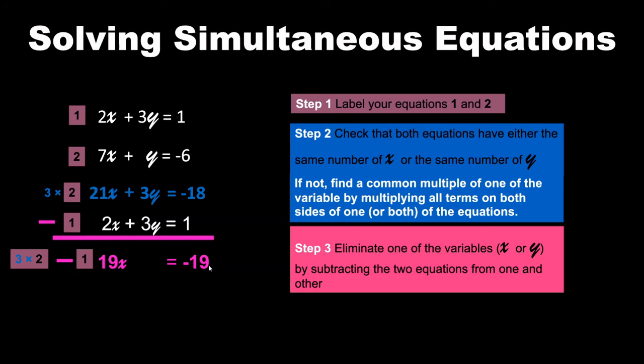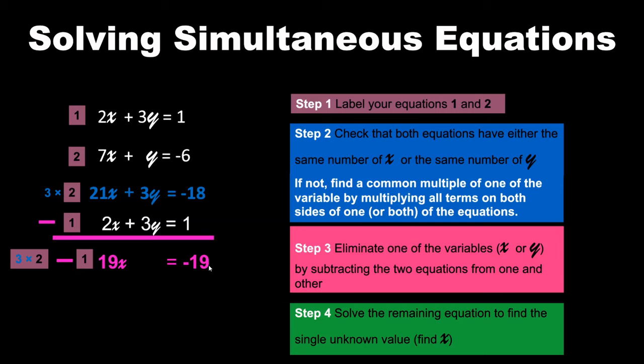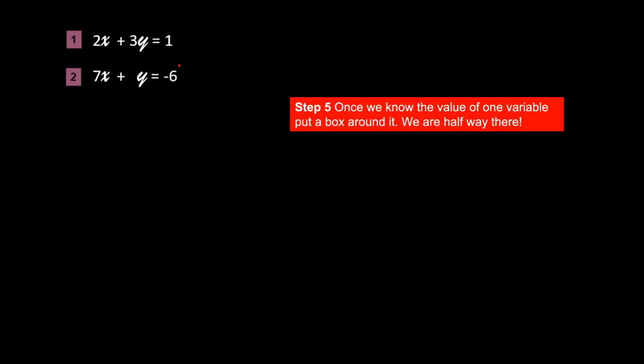So step 4, let's solve that remaining equation to find that single unknown variable x. Get x on its own. The opposite of multiplying by 19 is dividing by 19. And negative 19 divided by 19 is negative 1. So x equals negative 1. Now don't think that you're finished there. Remember, we have to keep going. We've got half the answer. Let's put a box around it and continue on.